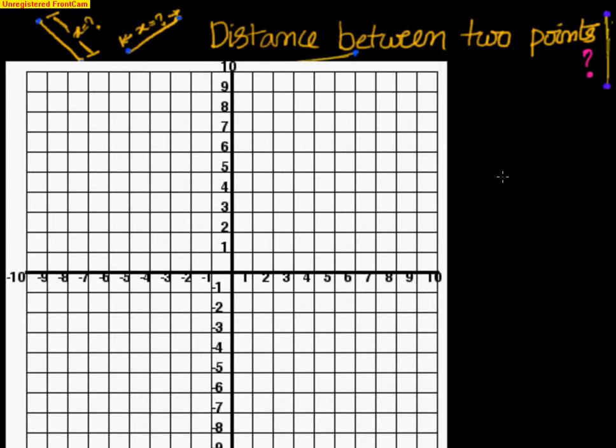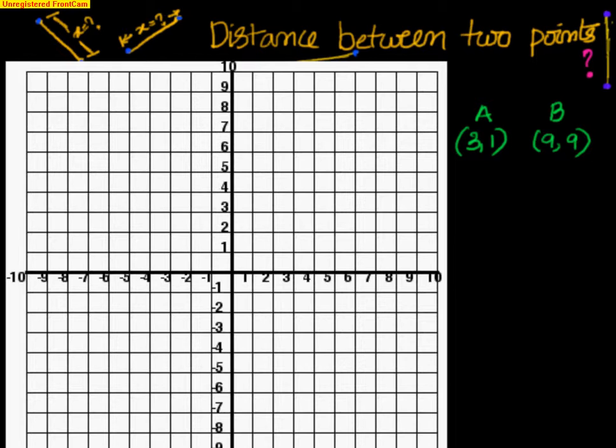So let's start with plotting 2 points for which we want to find out the distance. Let me say that we want to find out the distance between 3, 1 and 9, 9. So there are 2 points A, B with coordinates 3, 1 and 9, 9. So let me straight away go ahead and try to plot this.